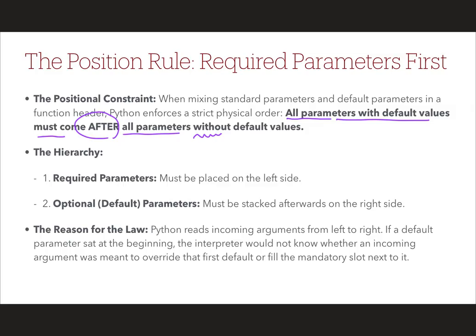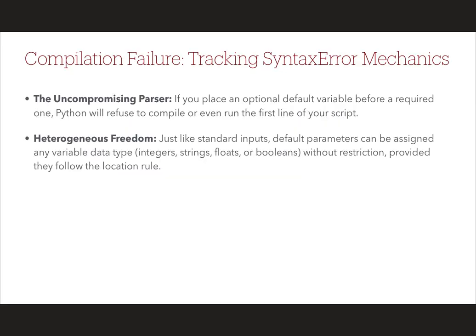And yeah, you can read this. I wrote down some more explanation for this one. So if you place an optional default variable before a required one, then Python will give an error message. And that means it will stop running. Okay. And just like standard input, default parameters can be assigned any variable data type. Okay.